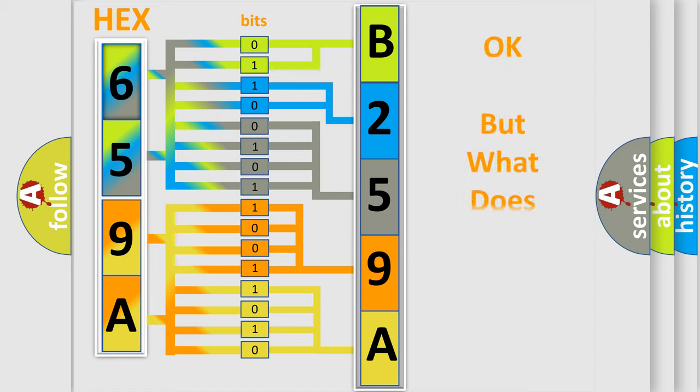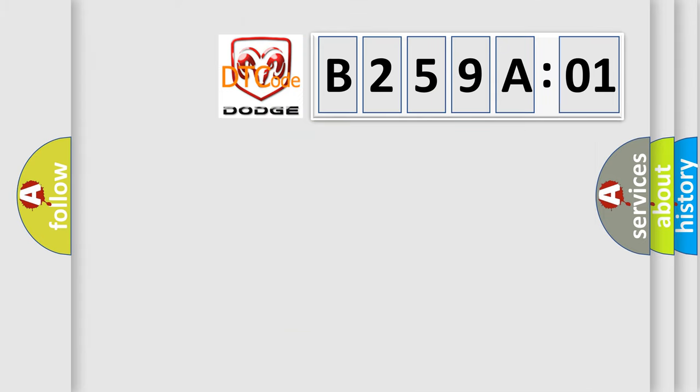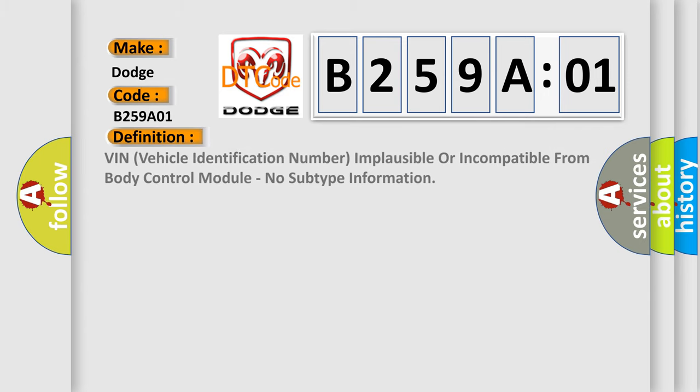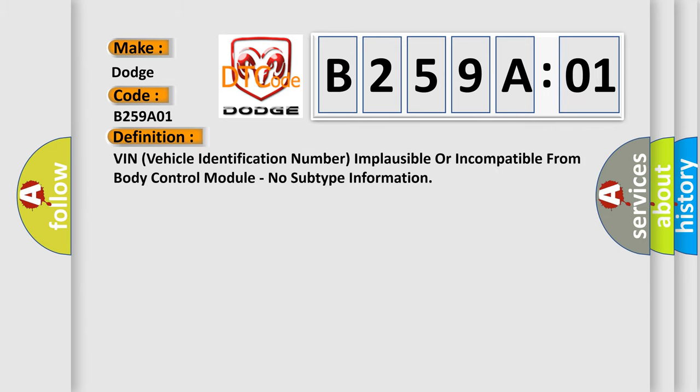The number itself does not make sense to us if we cannot assign information to what it actually expresses. So, what does the Diagnostic Trouble Code B259A-01 interpret specifically for Dodge car manufacturers? The basic definition is: VIN vehicle identification number implausible or incompatible from body control module, no subtype information.